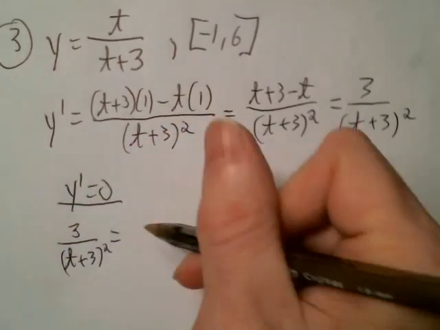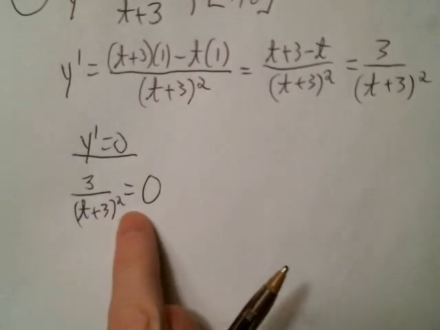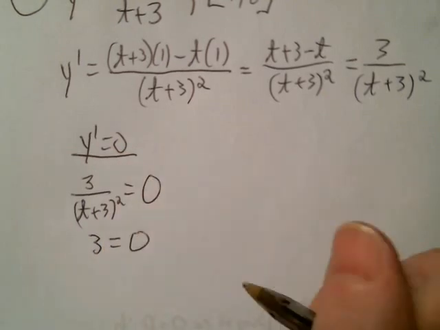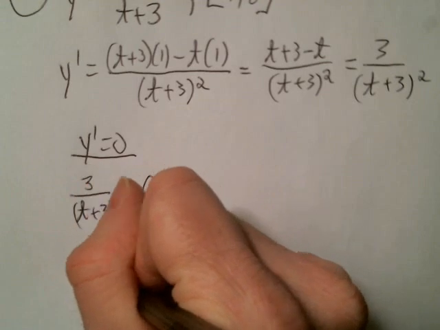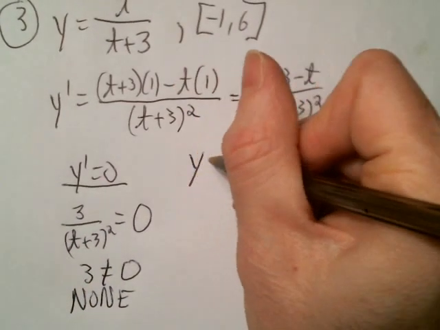Well, there's not going to be any solutions to this equation, right? If you multiply both sides by t plus 3 squared, you just get 3 equals 0, which is not going to happen. So there's no help here. There's no critical numbers that you're going to get from that equation.